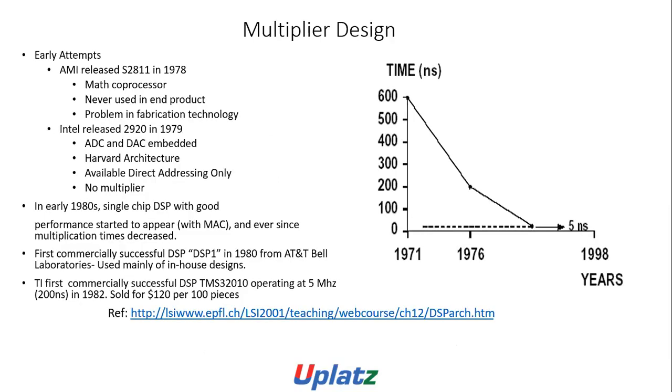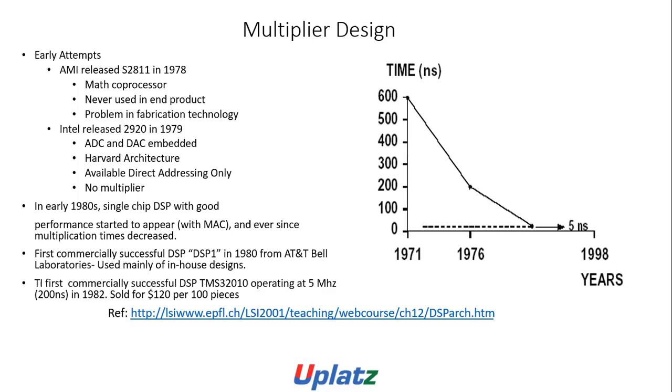Multiplier design, early attempts: AMI released the S2811 in 1978, a math co-processor never used in an end product, with problems in fabrication and assembly. Intel 2920 in 1979 had ADC and DAC embedded, with hardware architecture available, addressing only, no multiplier. In the early 1980s, single chip DSPs with good performance started to appear with MAC, and ever since multiplication times have decreased. First commercially successful DSP-1 in 1980 from AT&T Bell Laboratories. TI's first commercially successful DSP, the TMS32010, operating at 5 MHz, 200 nanoseconds, sold for $120 per 100 pieces.